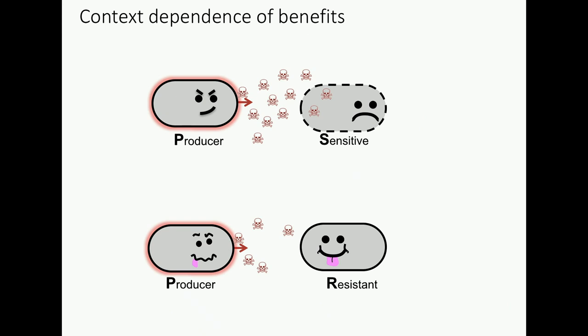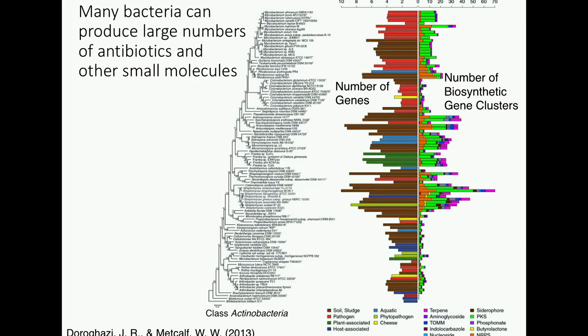First of all, the effect of small molecules is kind of context dependent. Simple example, antibiotic production might be beneficial if there are sensitive bacteria around, but it will be just a waste of resources and energy if there are only resistant bacteria around, okay? And perhaps because this benefit is context dependent, many microbes have evolved the capability to produce many different antibiotic-like molecules, okay? In some cases, up to 70 different molecules, okay?